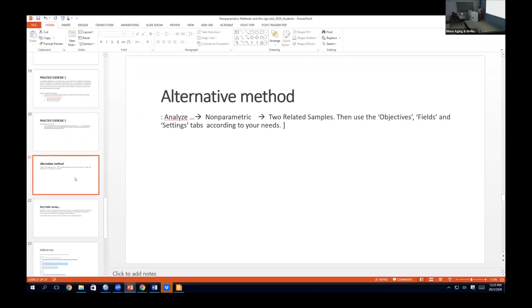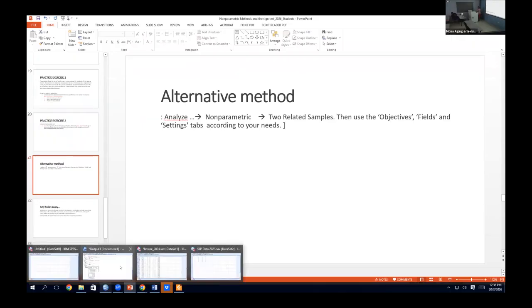All right, there's an alternative method to doing the sign test. Should I show you, should I not show you? I don't want to show you. This is a method for people who have done no statistics at all.